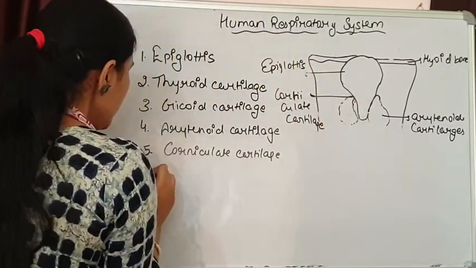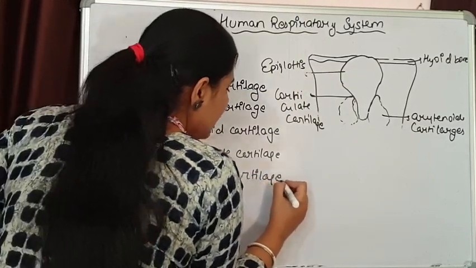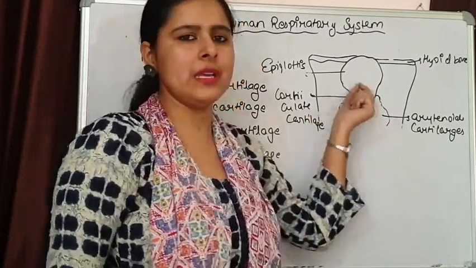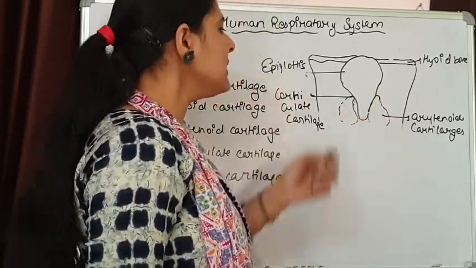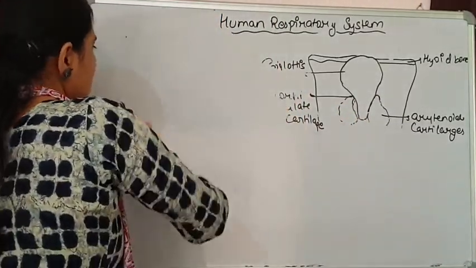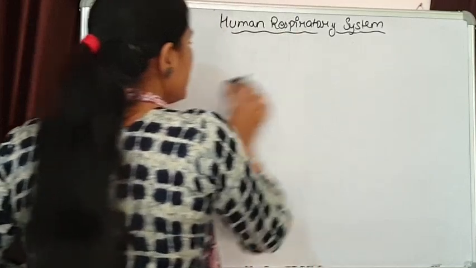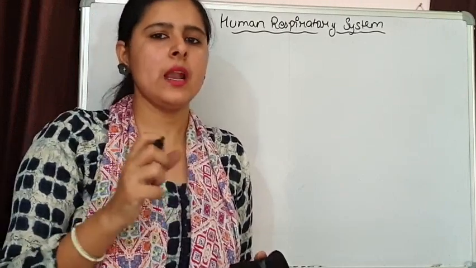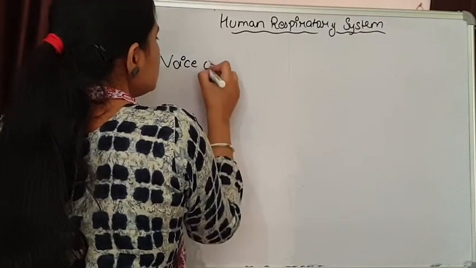The last one is the cuneiform cartilage, and this cuneiform cartilage is going to join the epiglottis with the arytenoid. It is not clearly visible, but it is going to be present in between, somewhat here. Now all these structures, all these cartilages, are joined to each other by ligaments. Various ligaments are going to be present over here, and these ligaments will be responsible for the joining of each and every cartilage. Now the main structure that is present in the larynx is the voice box, or you can say voice cords.